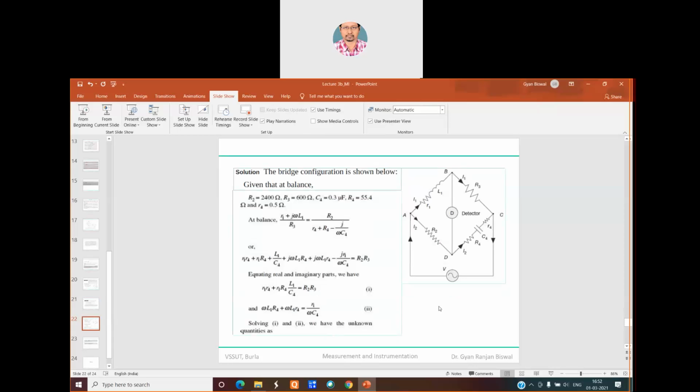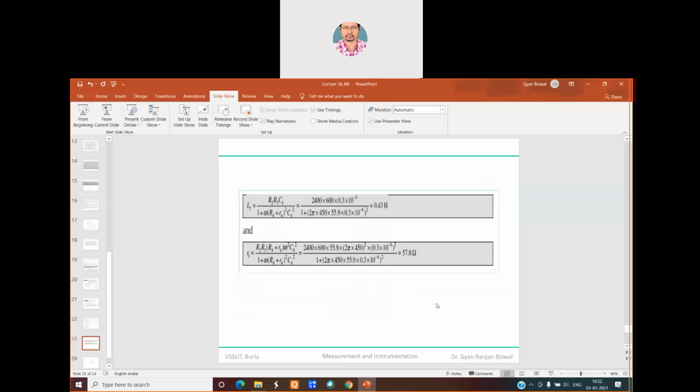Substitute the equations. For the Hayes bridge, in a descriptive problem for a competitive exam like GATE, it is no harm to remember the formula, but from the descriptive point of view, the steps are always very important. So apply the balancing condition, write down the equation, solve it, separate the real and imaginary parts, and then find the unknown values. You must get around 0.43 Henry, and the internal resistance is 57.8, so that is nearly around 60 ohm.